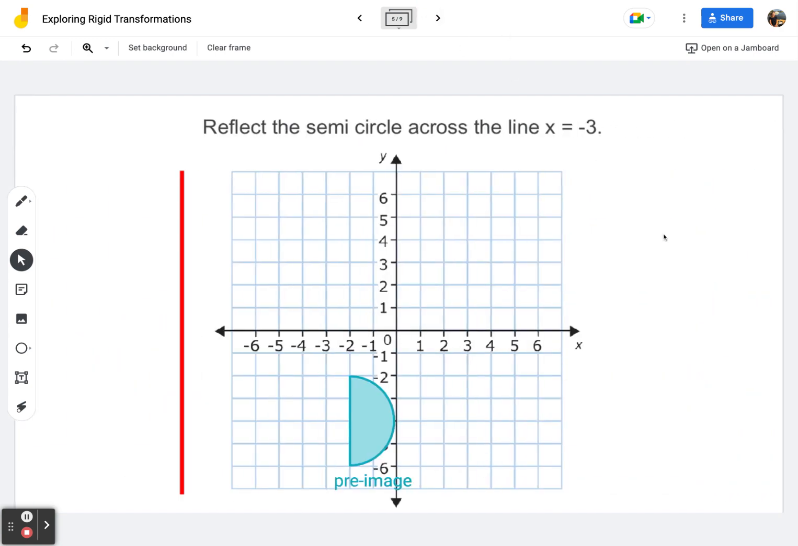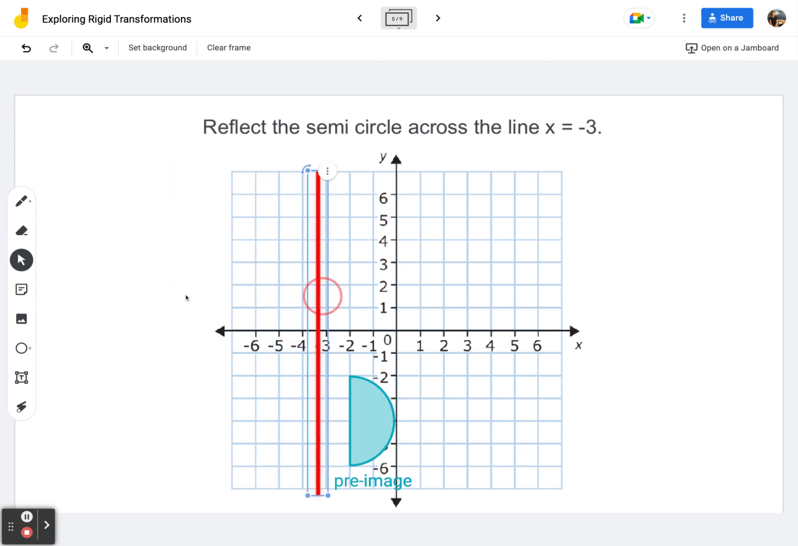We'll look at another reflection. This time we're reflecting across the line x equals -3. Now this is a special case line. It is a line where every single point that lies on it has an x-coordinate of -3. So think of any point with an x-coordinate of -3: (-3, 2), (-3, 1), (-3, -2). So this line is a vertical line passing through the x-axis at -3. This is my line of reflection.